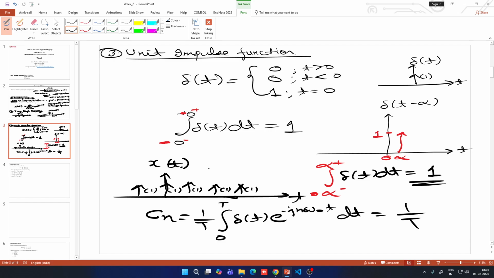This is for a pulse train of unit impulse functions. I'm just giving a brief overview that it will be useful while we are solving the problems. If it had been an impulse function that is not of unit amplitude, say the amplitude was A, then for that Cn will be A by T.